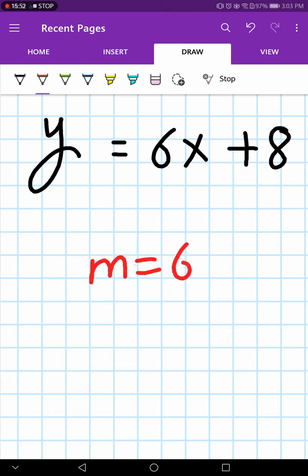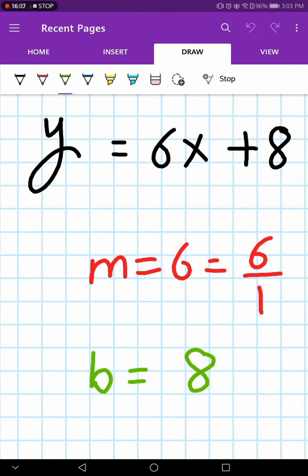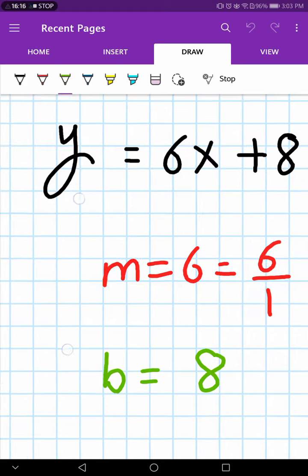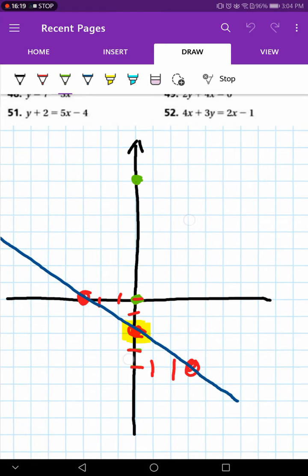And b equals 8. And m equals 6 means 6 over 1. That means rise 6 steps up and move to the right 1. And b means 8 steps up. Yes, that means the line will hit the y-axis at 8. So here 8. Let me erase this point. No need. So this is the new point. This is 8, my dear student.